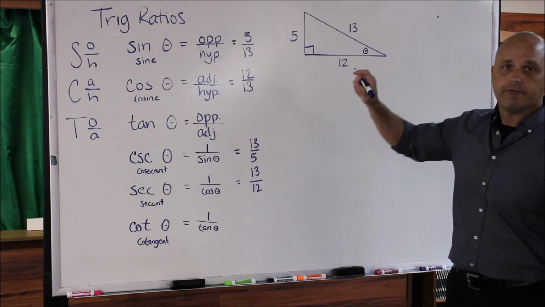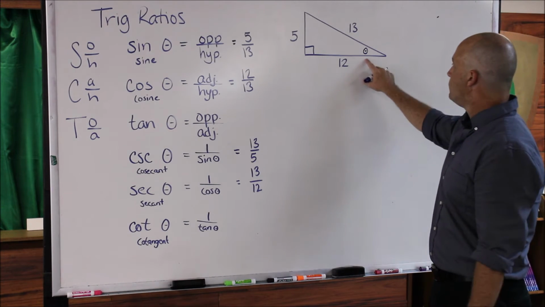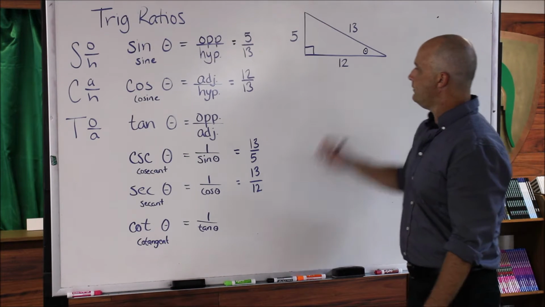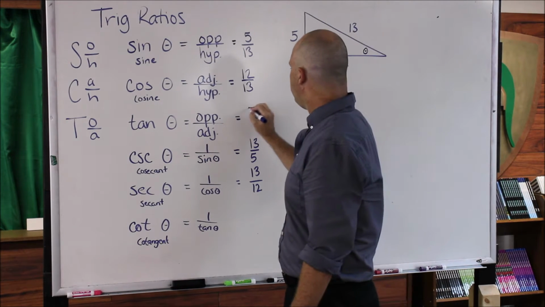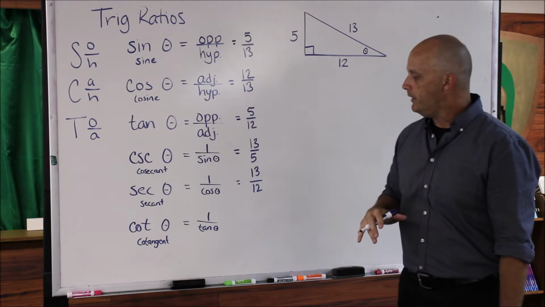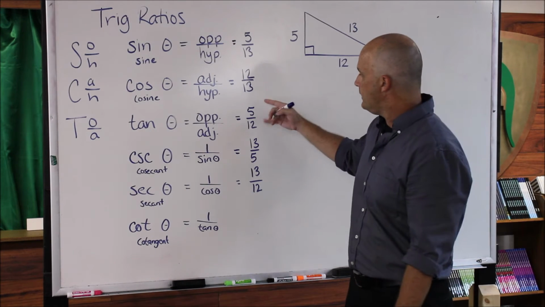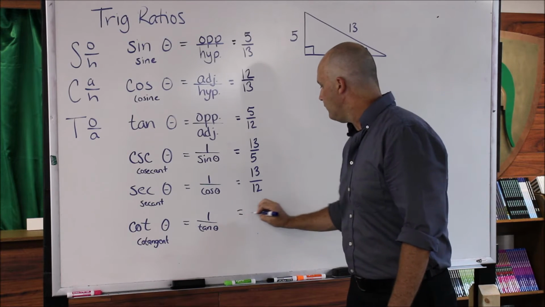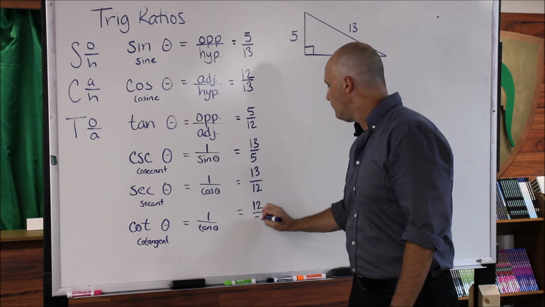If we are looking for the tangent of theta, we're going to go opposite over adjacent. So this becomes 5 over 12. If we're now looking for the cotangent, we're just going to take that 5 and that 12, and we're going to flip that, and we're going to get 12 over 5.